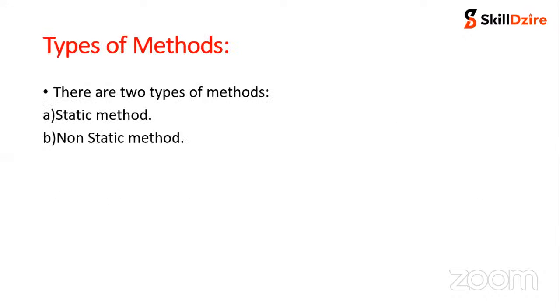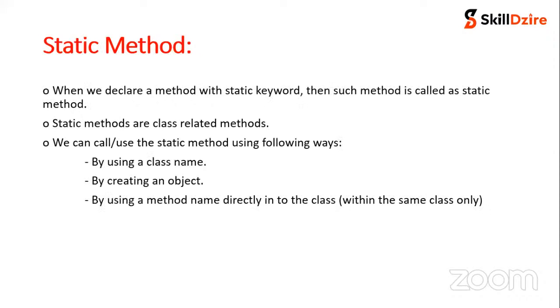Now there are two types of methods: static methods and non-static methods. When we declare a method with the static keyword, that is, whenever you write the static keyword in front of your method name, that particular method is called a static method. And these static methods are class-related methods. Generally, methods are object-related, meaning whenever you want to call a method, you must use an object. Without using an object you cannot call the methods, but these static methods are different. They are not object level, they are class level methods.